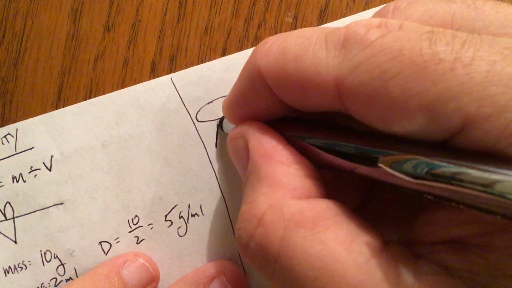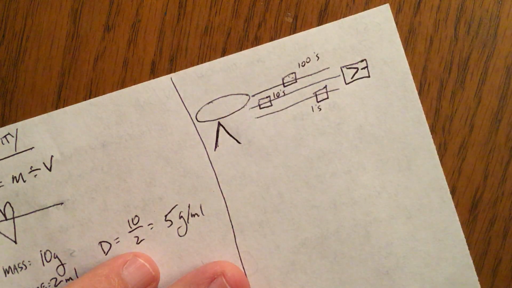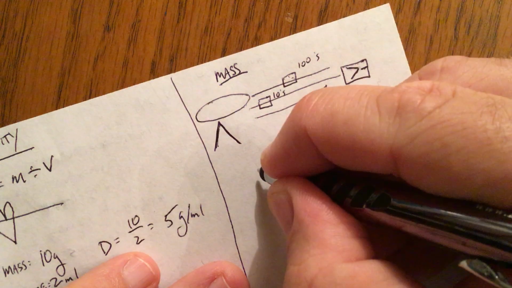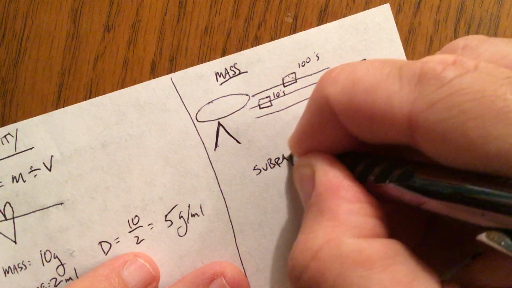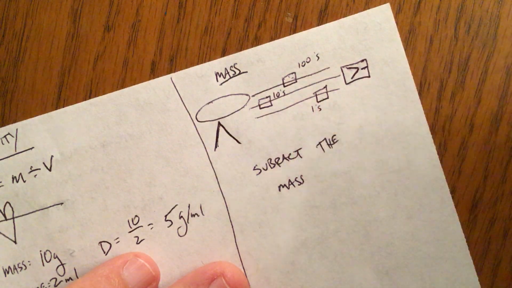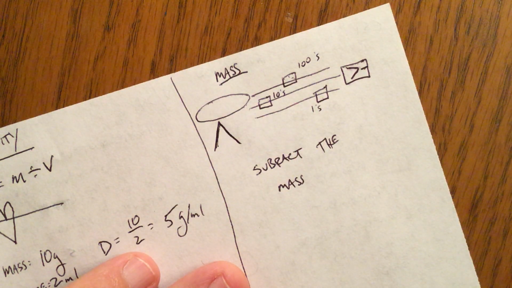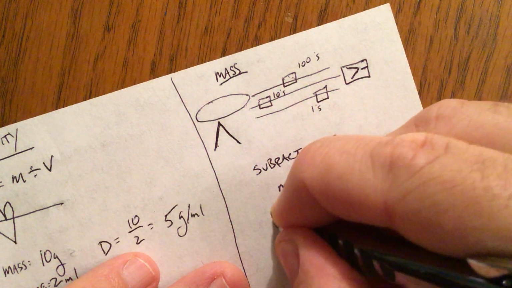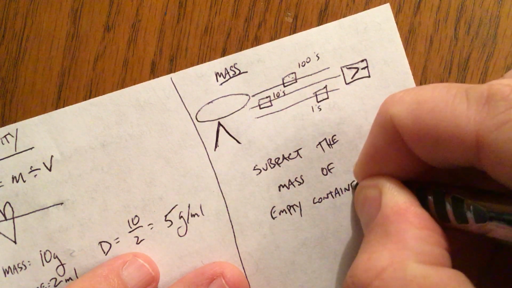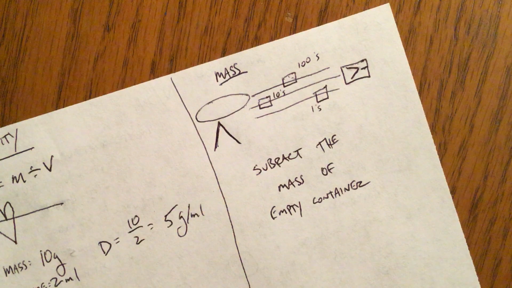You also have to consider if what you're trying to measure is inside of a container. This is for finding mass, you might have to subtract the mass of the container. So in class, we were measuring the mass of a liquid inside of a graduated cylinder, and you had to take the mass of the empty container and subtract it from the mass of the liquid and the container.